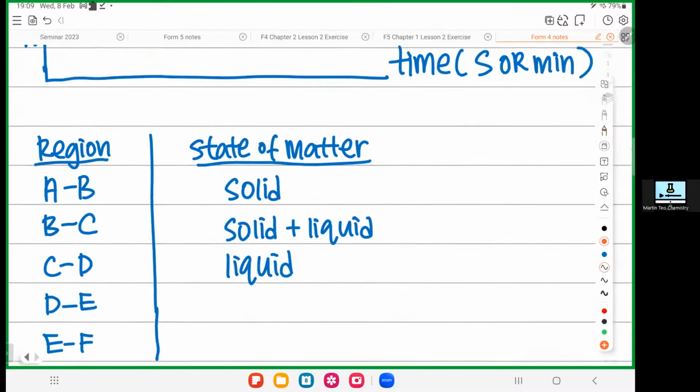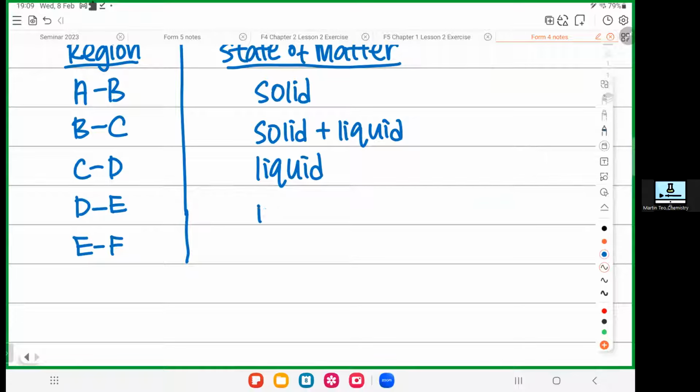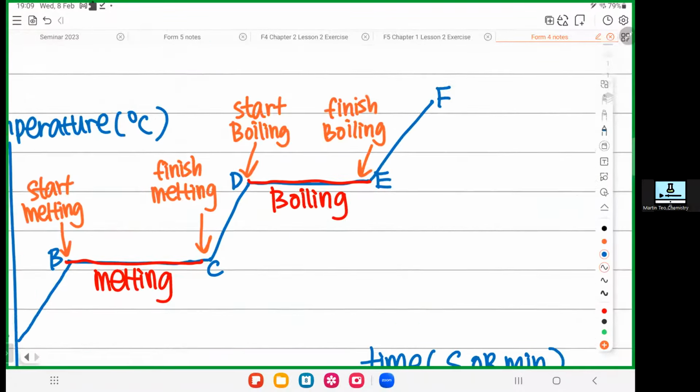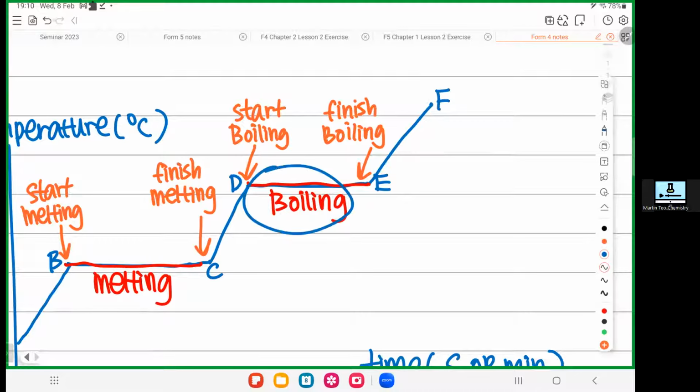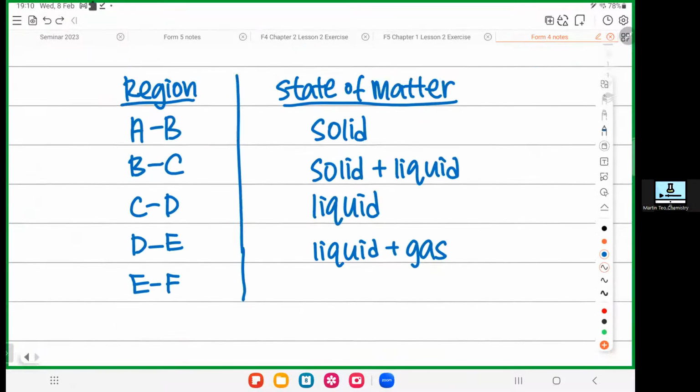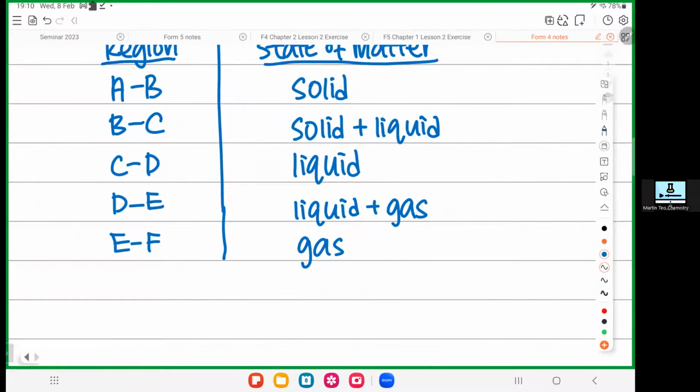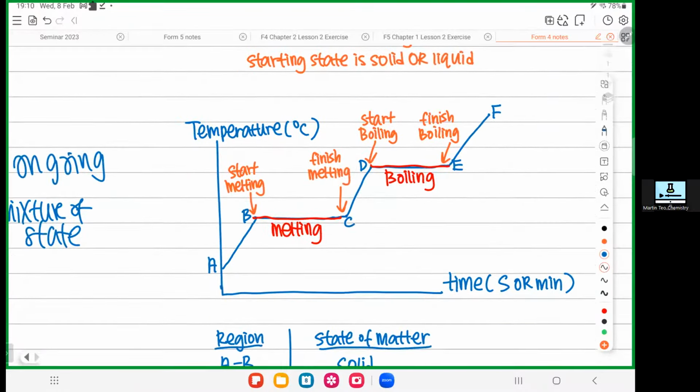Okay, so at this one, D to E, you should have a liquid mixing along with gases. Lastly, let's finish it, E to F. Here, the boiling already finished, because at this part, the boiling already finished. So boiling completed. When boiling completed, everything already become gas. Okay, so it's very easy.